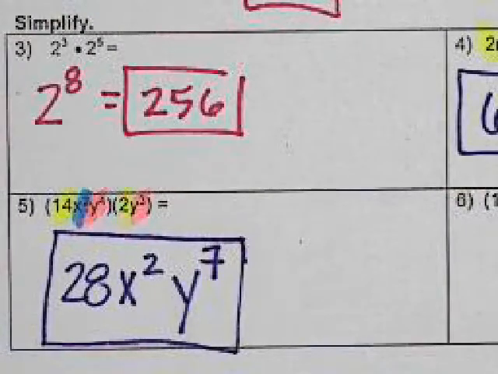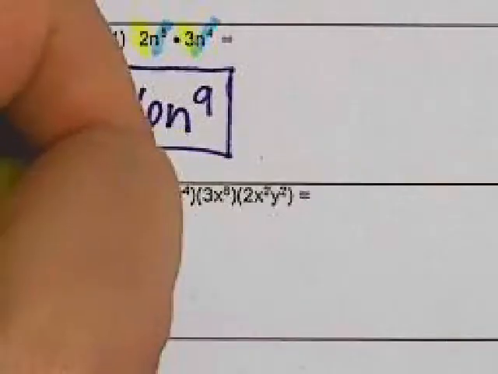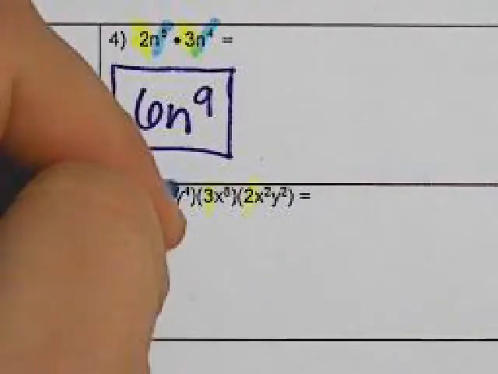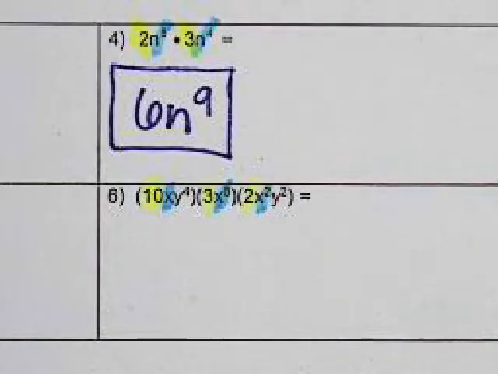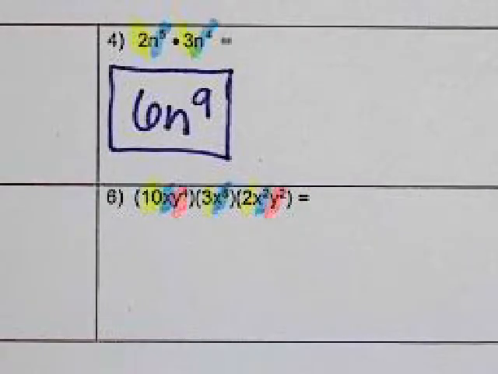Okay, number 6. Get 1 color. Go highlight all the big numbers. So 10, 3, and 2. Yellow. Then go highlight your X's. We're going to talk about it in just a second. Right now we're just highlighting. Then I'm going to go highlight the Y's. Okay, everybody got it?